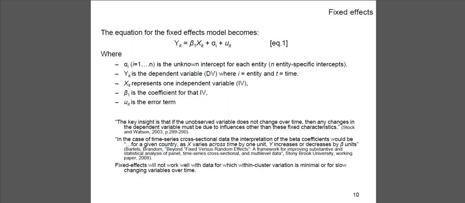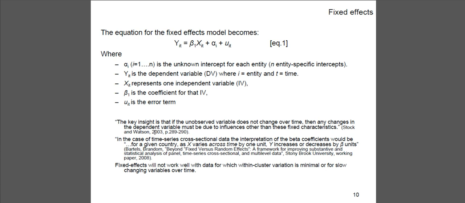For the fixed effect model, we use this equation: Y equals beta X_it plus alpha_i plus error term. This alpha basically is the unknown intercept for each entity that we are going to control for in this fixed effect. Y is the outcome variable and X is the independent variable. Beta is the coefficient of that IV and u is the error term.